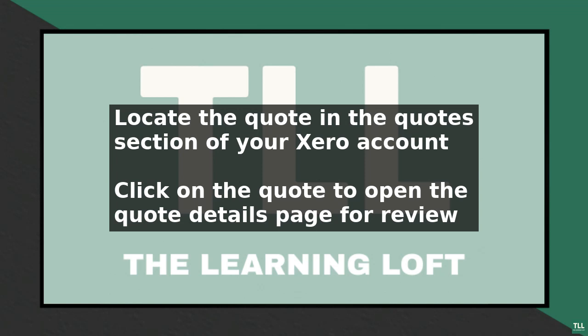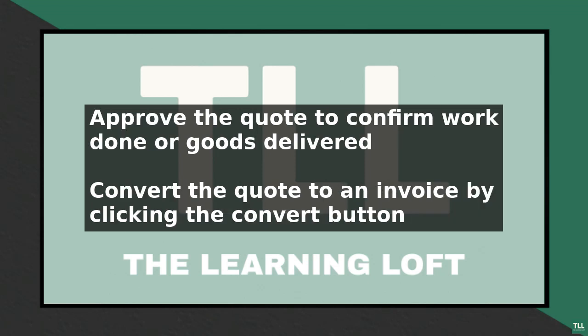On this page, you will see an option to approve the quote, which is a necessary step before converting it to an invoice. Approving a quote essentially confirms that the work has been done or the goods have been delivered as per the quote. After approving the quote, you can convert it to an invoice by clicking on the Convert to Invoice button, usually found at the top right corner of the quote details page. This action creates a new invoice based on the details of the quote.